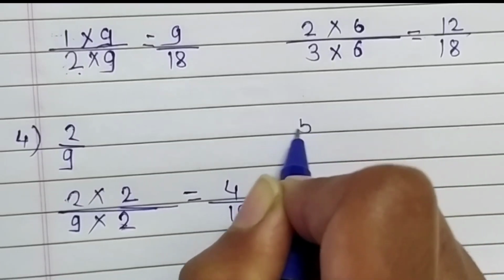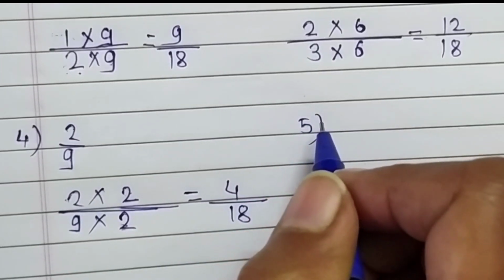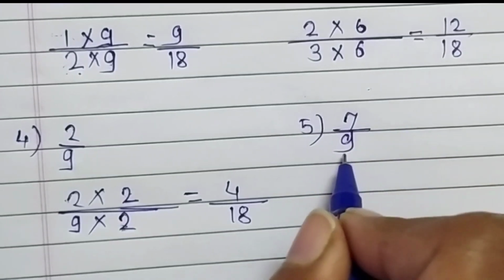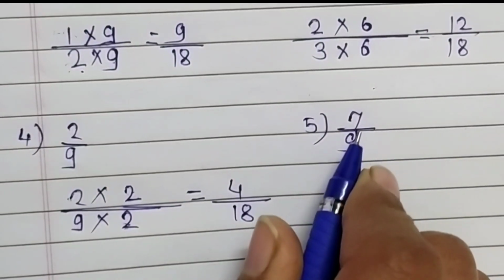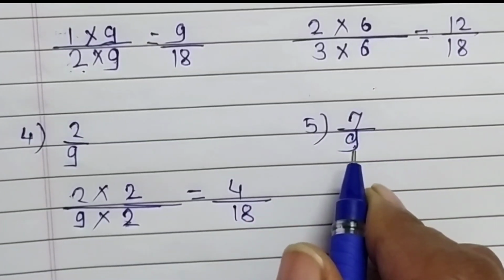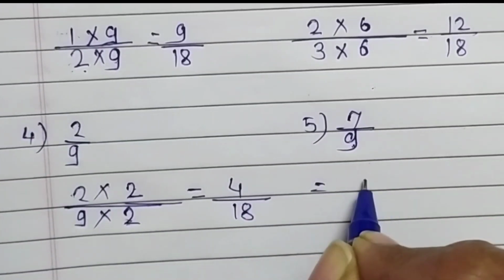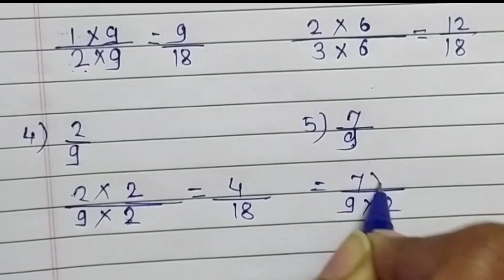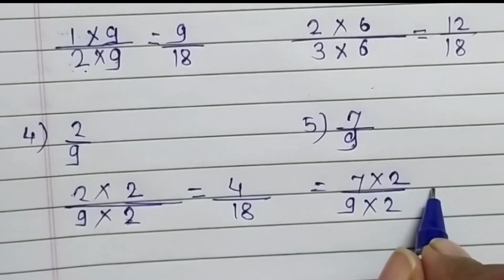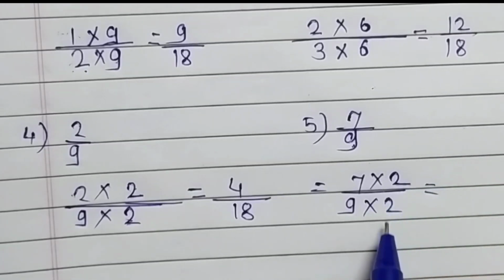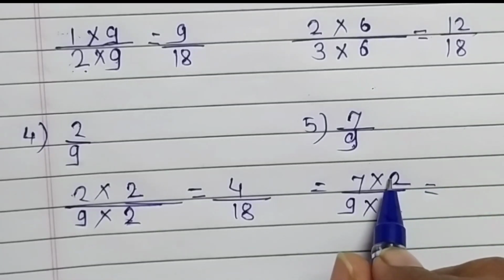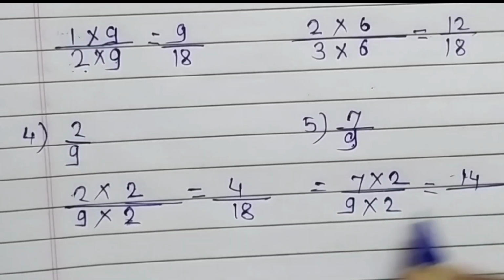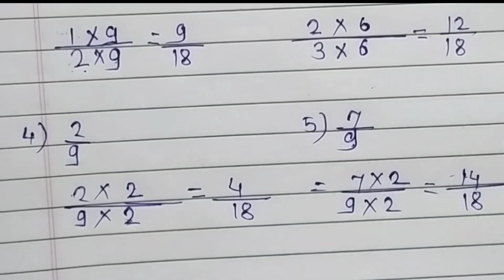The fifth fraction is 7 upon 9. Here also they give the fraction's denominator, that is 9. So just multiplying 9 by 2 we get the product 18. So multiply our numerator also by 2. 7 2s are 14 and 9 2s are 18.